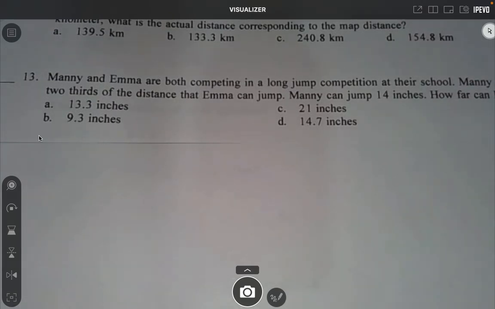The way that I would do this, Manny jumps 2/3 Emma. Does everybody understand that? Maybe y'all did this a different way. But instead of M for Manny, how far did they jump? The long jump, 14 inches. All right, 14 equals 2/3 E. How do you solve for Emma? For how far she can jump?